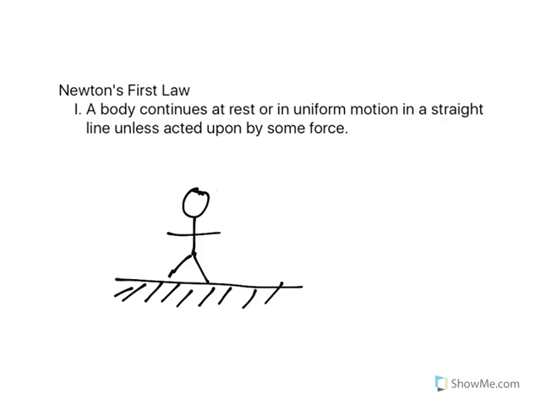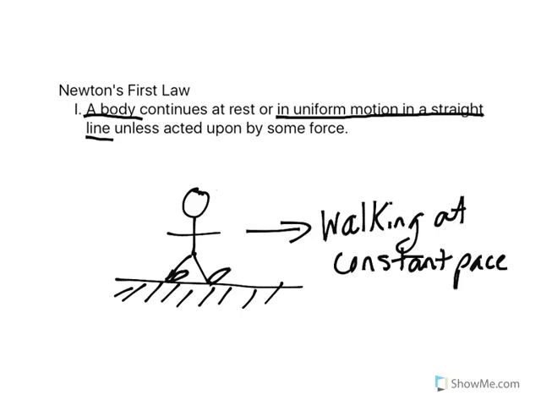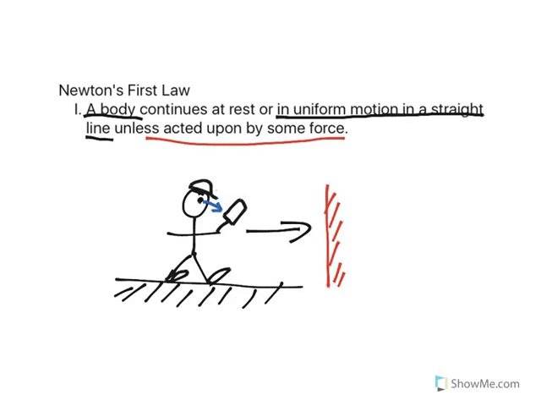Now let's look at the other part of the definition. Let's say a body is in uniform motion in a straight line. Well, let's say now that you are walking at a constant pace. So you are walking in a straight line in uniform motion. The second part of Newton's first law says that you will continue going in a straight line in uniform motion unless acted upon by some force.